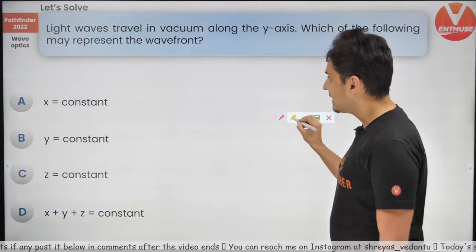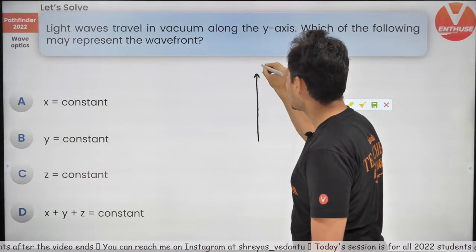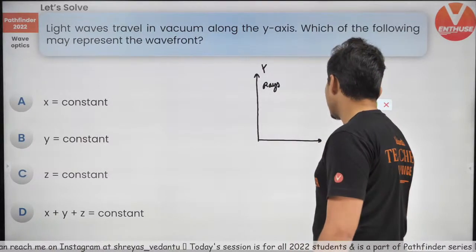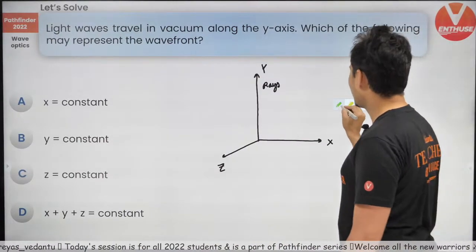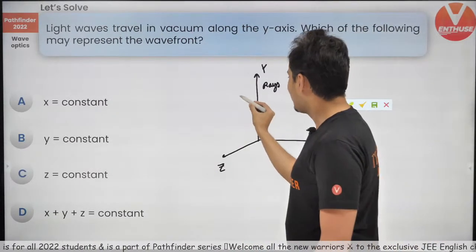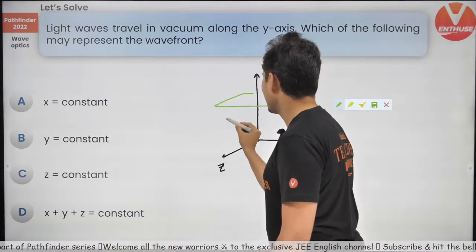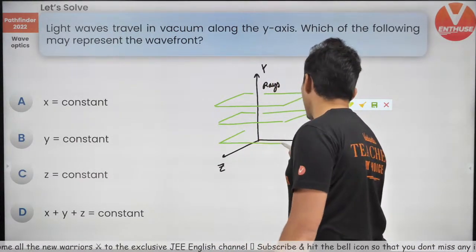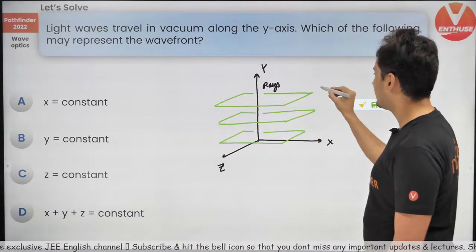So what's happening? Think carefully. You have the rays of light which are traveling in the y direction. So this is the y direction. This is how the rays are traveling. We all know this is the x-axis and this is the z-axis. So think about it. If rays are going like that, the wavefront is always perpendicular to the rays. So if I have to draw a wavefront, I think it will look something like this, isn't it? This is how the wavefronts will actually look. These are the wavefronts of light.